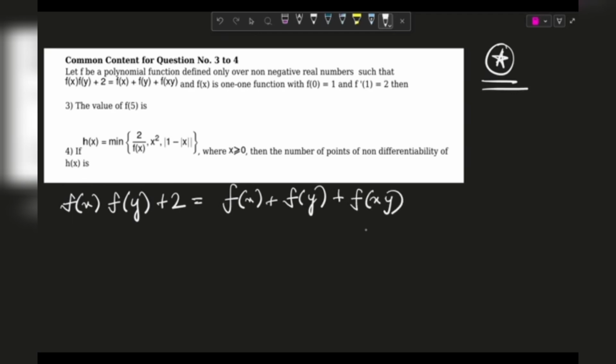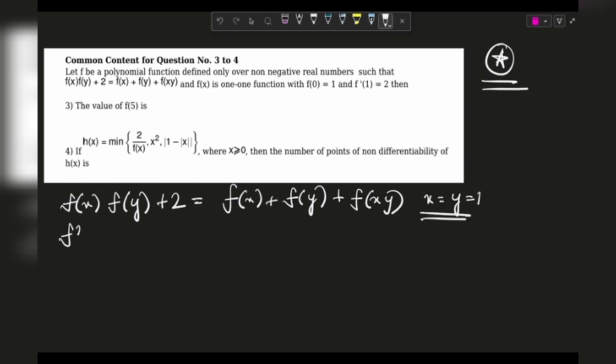So because we have f of 0 and f dash 1, we have f dash 1 with us. So let's try to find out f of 1. What I will do is substitute x equal to y equal to 1. Let's try it out and see what happens.